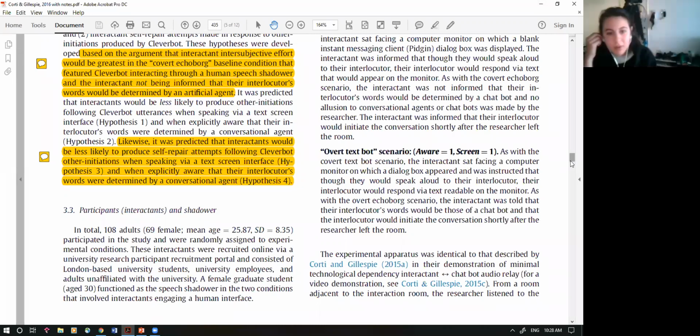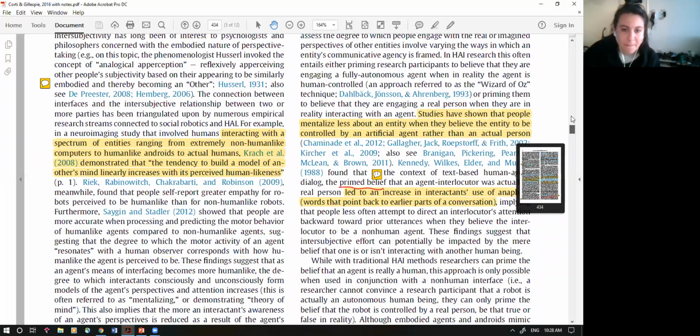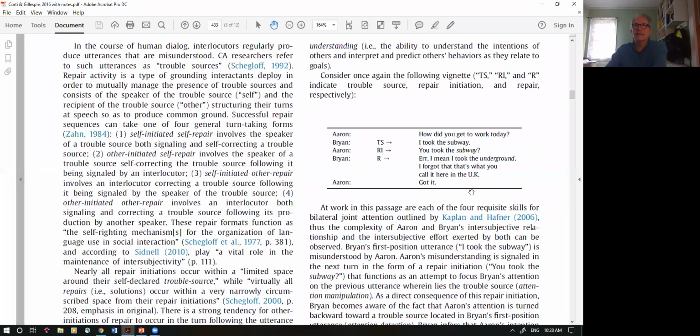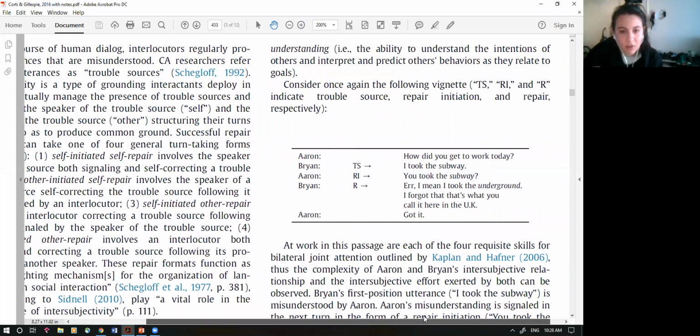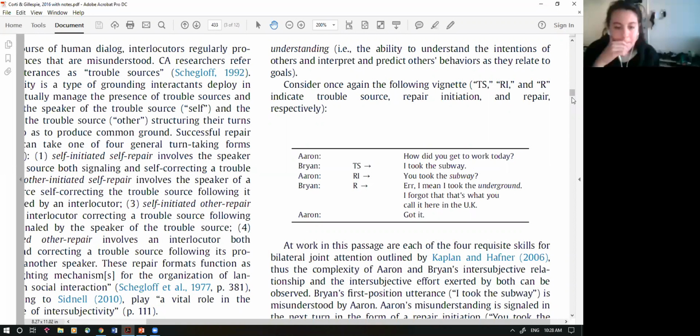I had a question about the three-turn sequence they described for repair for misunderstandings. Is that universal, or is that just English? Let's see. Yeah, there was a really basic way they described it in the beginning of the article before they actually got into the hypothesis and the study. But just those basic three turns. Yeah, I don't know about that.